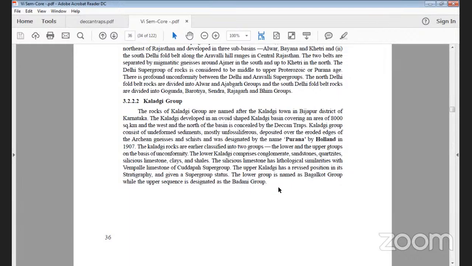The upper Kaladgi has revised its position again, when we look at the stratigraphic position, and it is given this supergroup status. The lower group is named the Bagalkot group, while the upper sequence is designated as the Badami group.